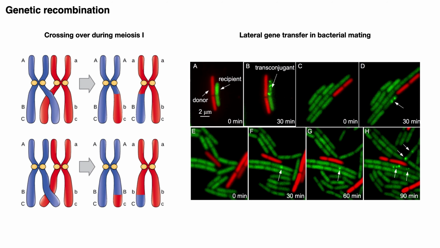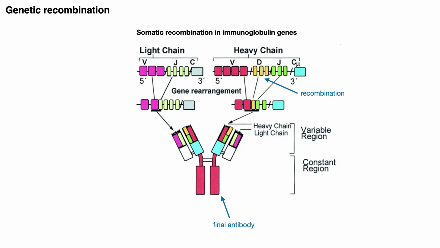Recombination happens during the development of the gametes of sexually reproducing species, but also happens through lateral or horizontal gene transfer in bacteria. Many species, including humans, also undergo somatic recombination of genes related to immunologic defense during development.